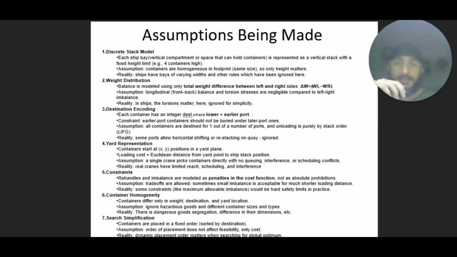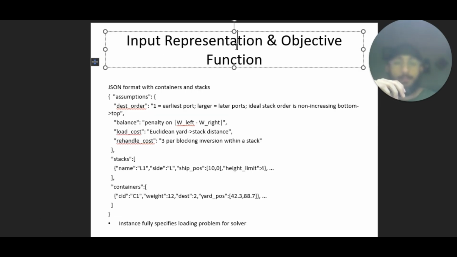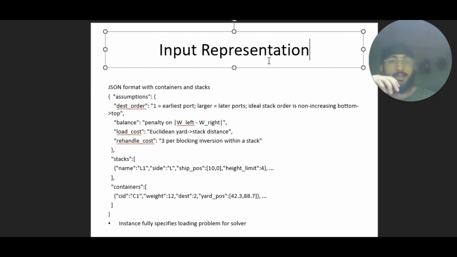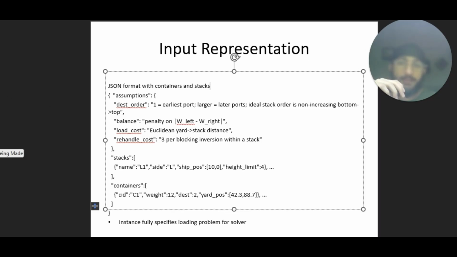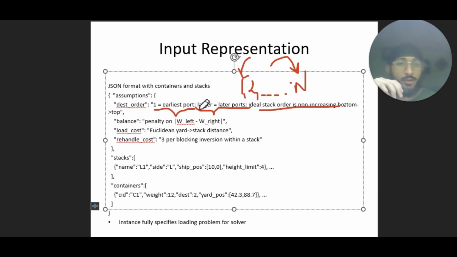Now, moving on to our next slide. How we are representing our input and objective function I'll cover in this slide. So the input is represented in JSON format with containers and stacks. First, we have the assumptions. That is, the destination order is such that one is the earlier port, and larger ports, if we keep on increasing the value to n, let us say we have n ports, so the destination n would come later and at the last, and one would be coming first, right? So the ideal stack order is also non-increasing from bottom to top.